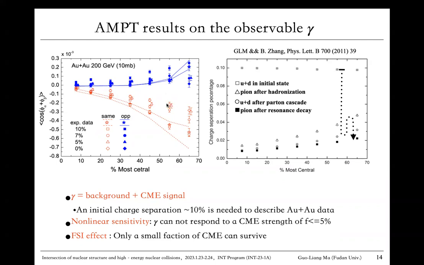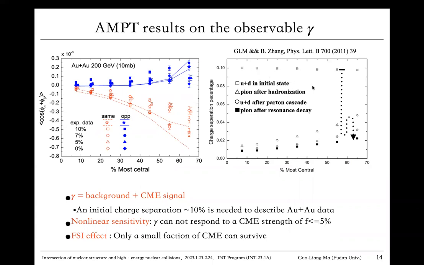However, we found that to describe the experimental data, we have to introduce about 10% CME to describe the STAR data. If we introduce only 5%, we found almost the same as 0%. 7% is not enough. 10% is good. This shows the CME observable actually has a nonlinear sensitivity to the CME strength, and the gamma cannot respond to the CME strength if the strength is less than 5%.